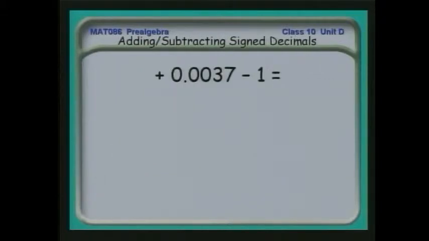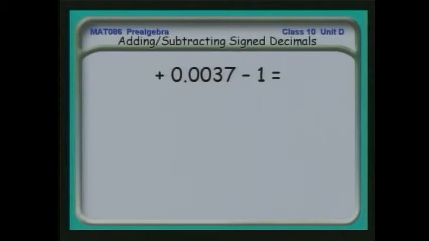Now let's look at something just a little bit more complicated. Let's talk about adding and subtracting signed numbers. The case we have here is 0.0037 minus 1. This might look a little difficult for a couple of reasons.